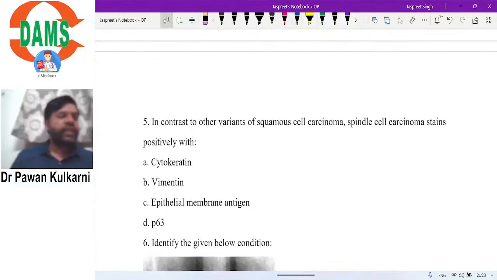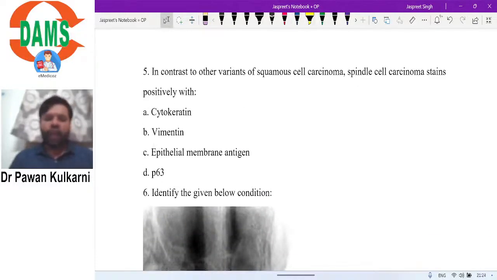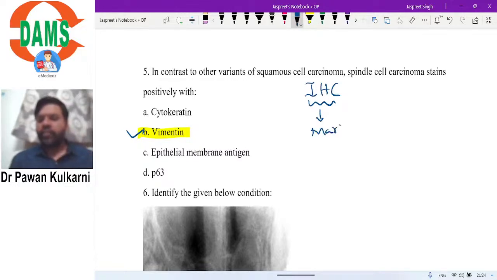Okay, moving on to the fifth question here. In contrast to other variants of squamous cell carcinoma, spindle cell carcinoma stains positively with... So there are various variants of squamous cell carcinoma, but spindle cell carcinoma stains positively with vimentin. Why? I'll tell you. What are we supposed to remember here? There is a technique called immunohistochemistry, IHC. This technique uses a marker for specific tissue. For specific tissue, there will be a specific marker.